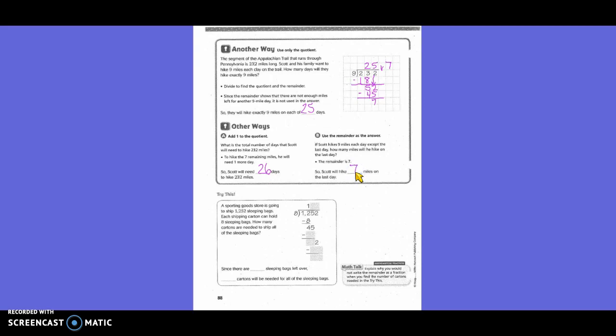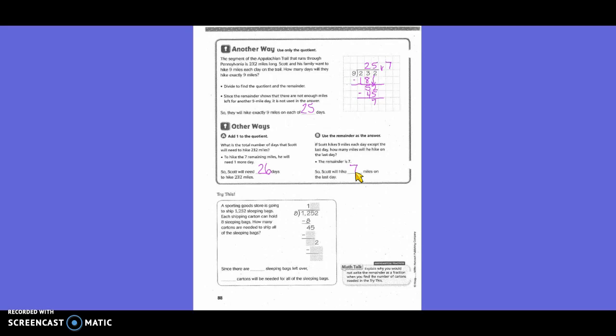So when you do these today, you're going to have to pay really close attention to what they want. And you're going to have to decide if they want you to use a fraction, so use your remainder as a fraction. If they want you just to drop the remainder and give the quotient, okay? Or if you're going to have to go up 1 of your whole quotient, okay? Or if they just want the remainder as the answer. So you're going to have to decide from those 4 things what they want, okay?